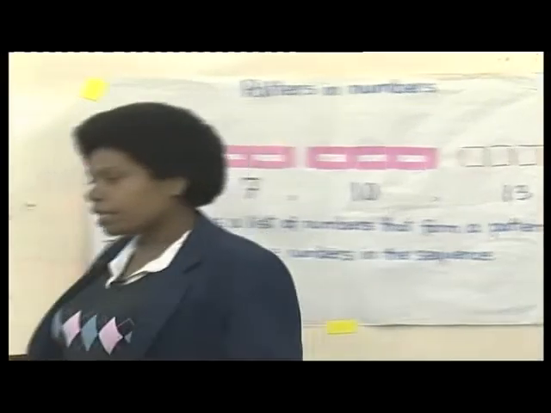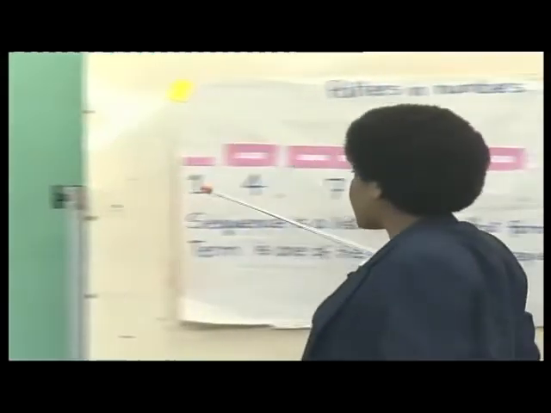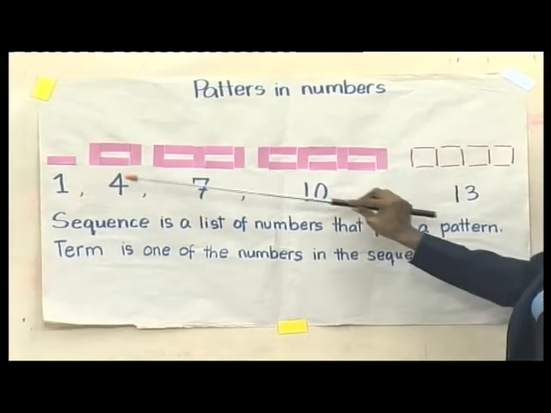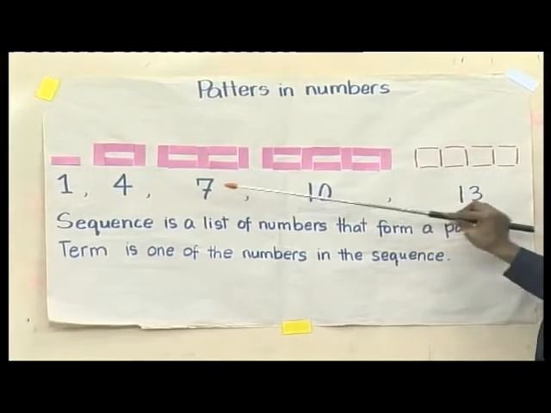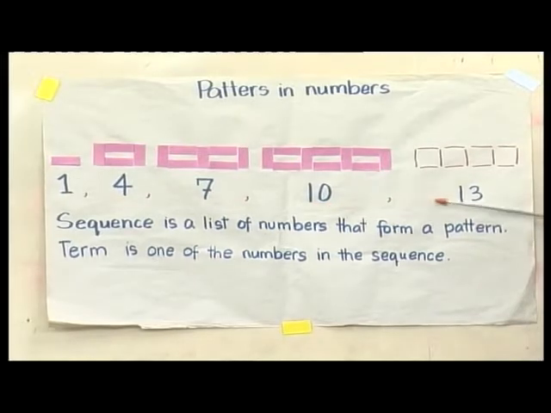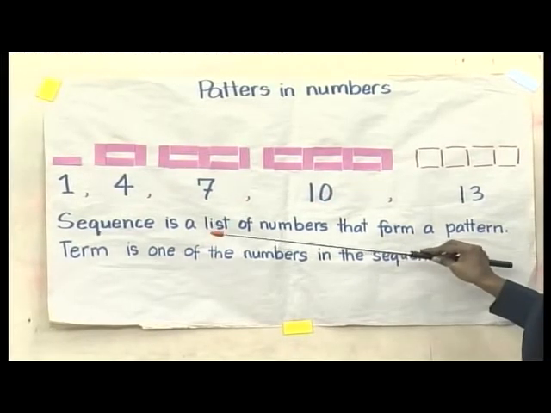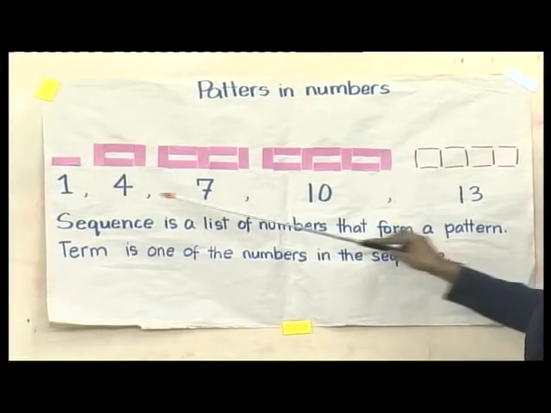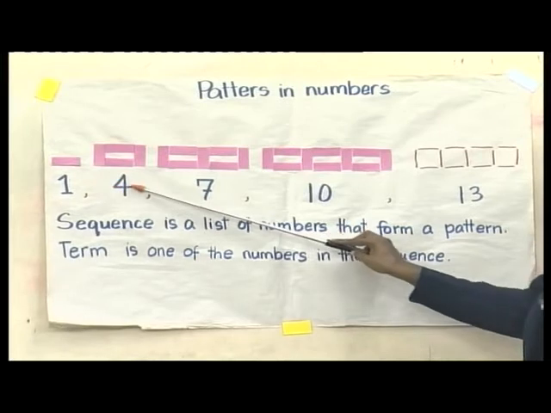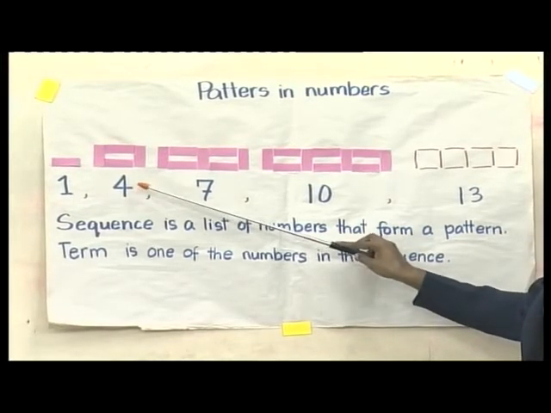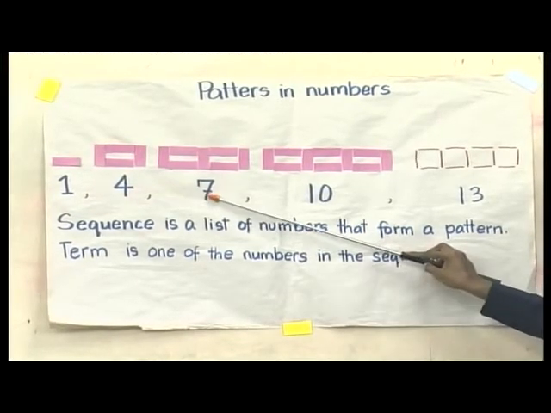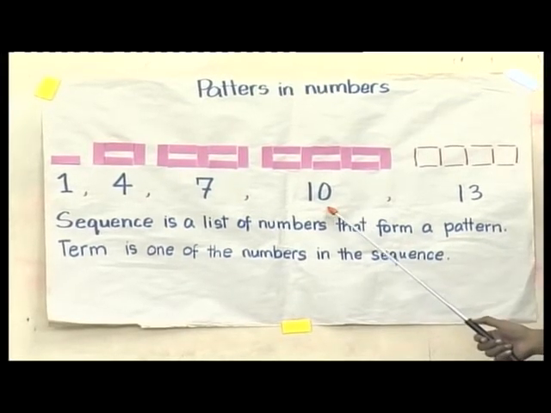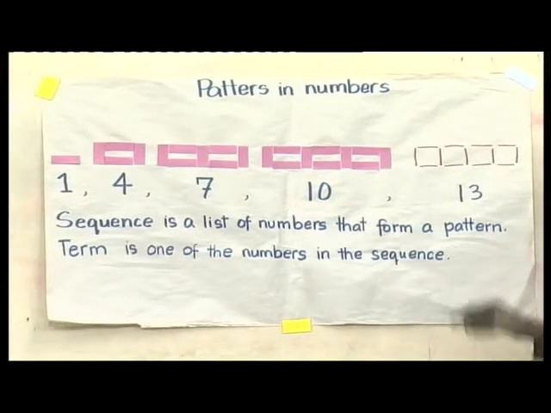Who can tell me what is the rule here? From 1 to 4, 4 to 7, 7 to 10, 10 to 13. Receiving students? From 1, how did I get 4? From 4, how did I get 7? From 7, how did I get 10? What did I do to form this pattern?